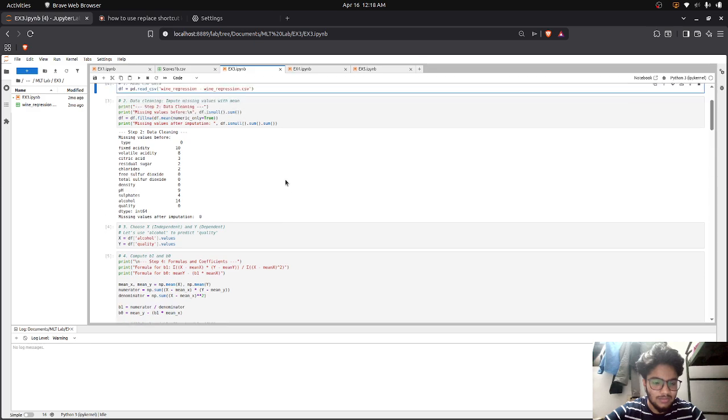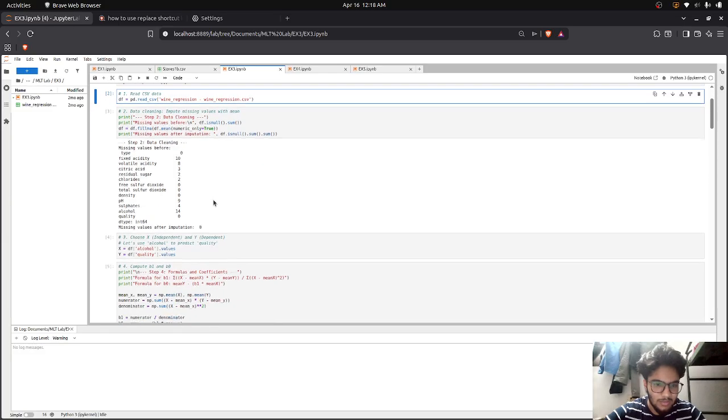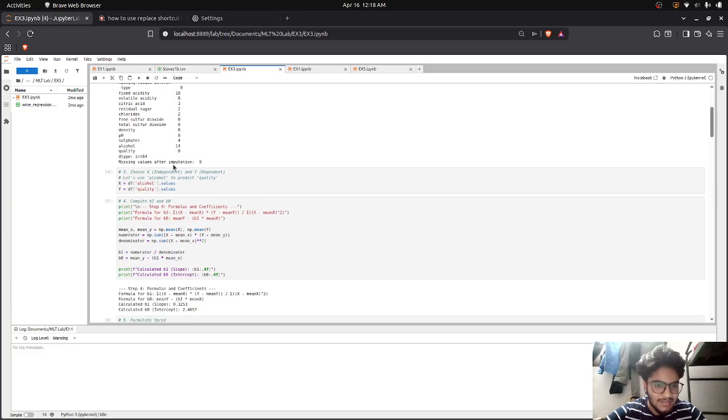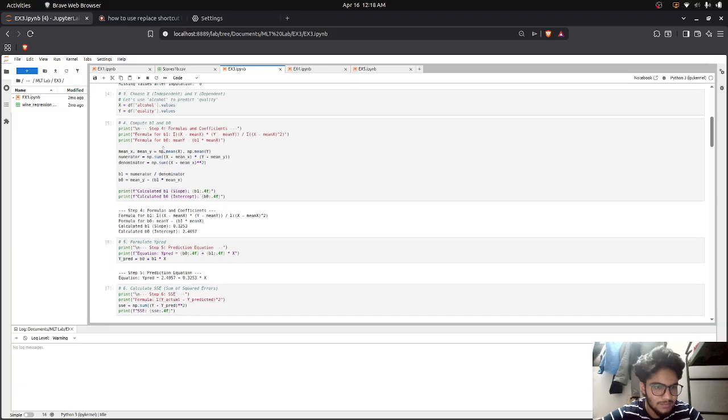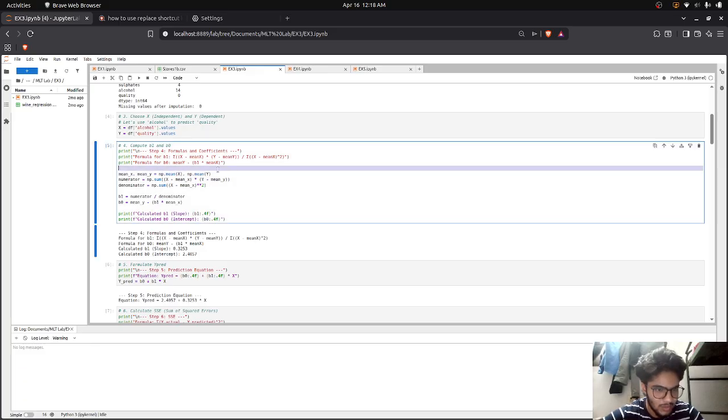We name X as alcohol and Y as the target. This is selection: what values we are going to select. So we choose X and Y as the independent and dependent variables, using alcohol. After this, we generate a prediction using the equation calculations. Meanwhile, we compute the mean of X and Y, the slope, and the intercept formula.